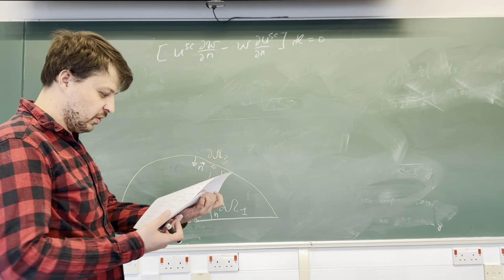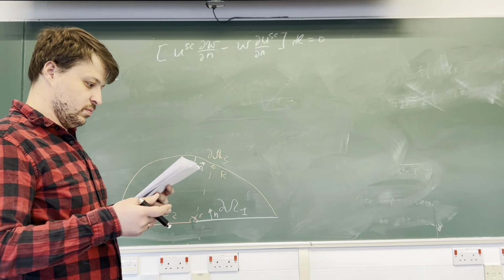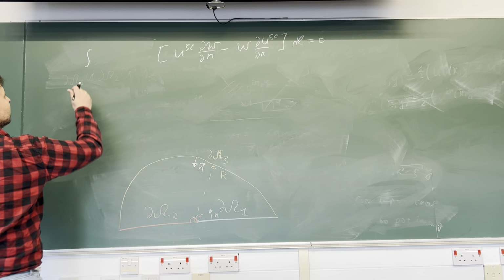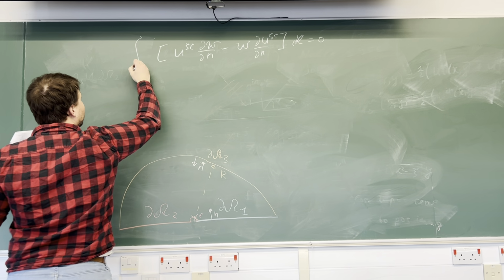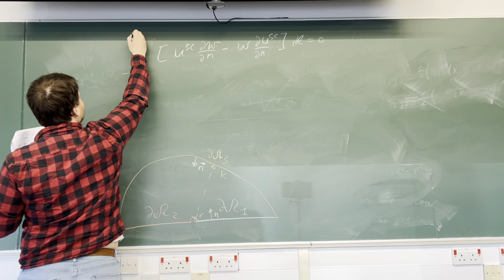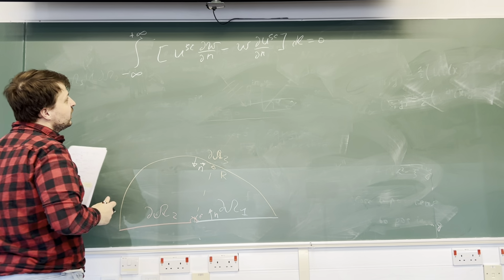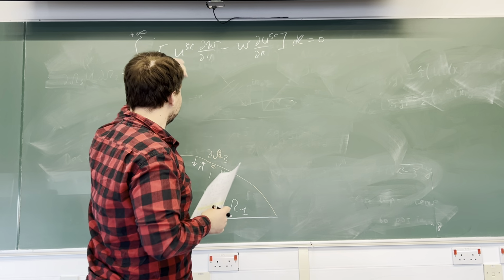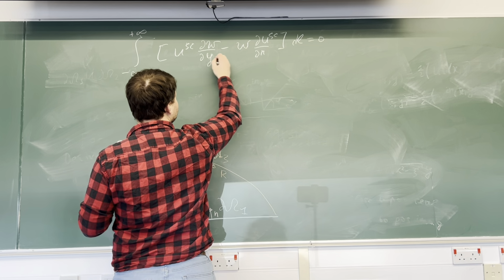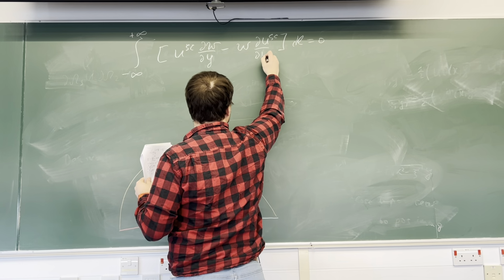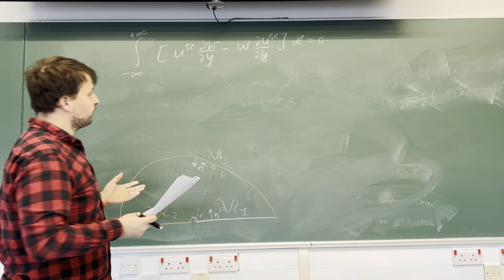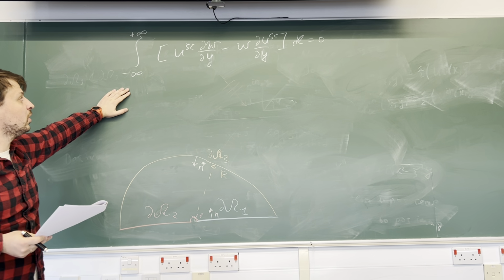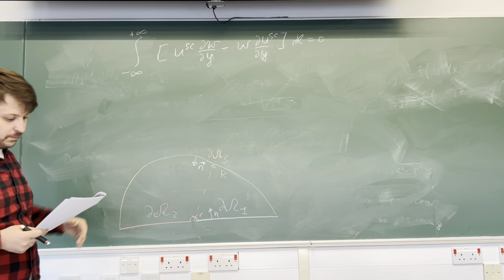We discussed it a lot last time. And this basically means that we have integration from minus infinity to plus infinity, and our normal vector is just d by dy, so we differentiate along the y-axis. And that's it. Let's compute this thing step by step. We know almost everything we need to know.